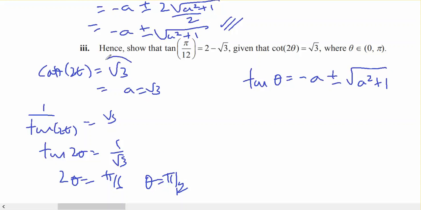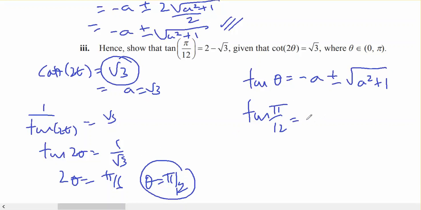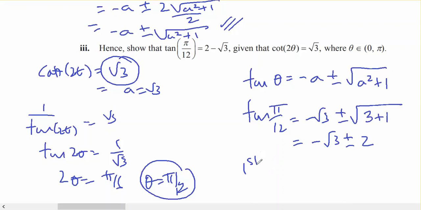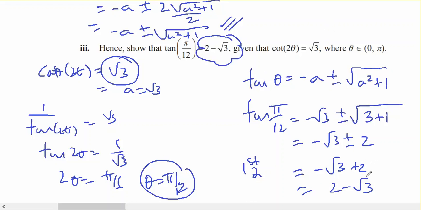So since I know that a equals root 3 and theta is pi on 12, the tan of pi on 12 is going to be minus root 3 plus or minus the square root of root 3 squared plus 1, negative root 3 plus or minus 2. And since I'm in the first quadrant, I want the positive square root, which will give me minus root 3 plus 2, or 2 minus root 3, which is what I had to show.